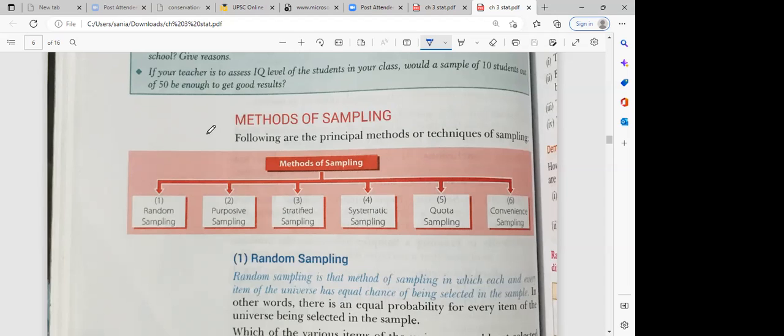Okay, so first of all, what you will do, you will write method of sampling and you will draw it like this. Okay, so it's not possible for you to draw exactly the same as this, but I'll just give you one trick.